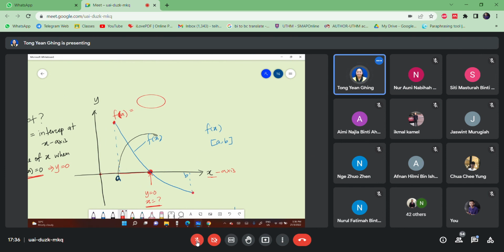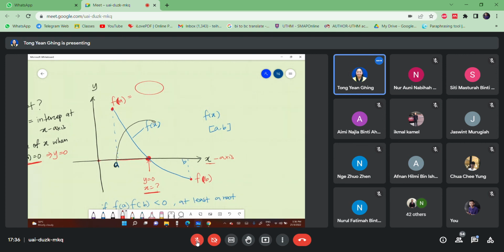And here, when I substitute the value of x to B, I get this value. This is the value of x. But at this point, you look at the value of y, FA here, this is positive, right? This one is positive, and this one is negative, the value of y. At this point, this is negative. Can you follow?